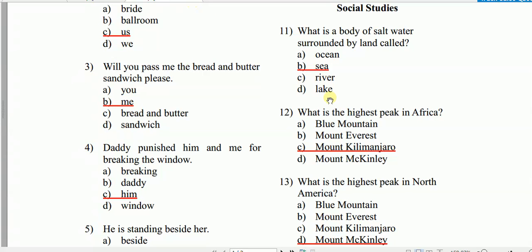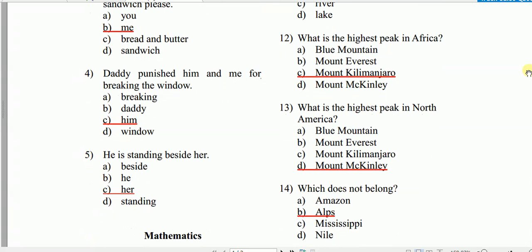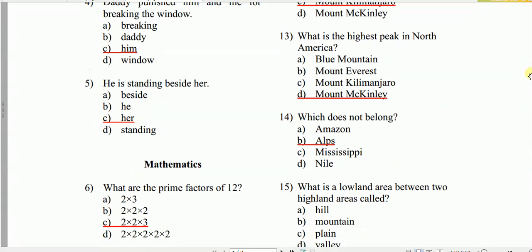Number 12. What is the highest peak in Africa? And that would be Mount Kilimanjaro. What is the highest peak in North America? And that would be Mount McKinley.